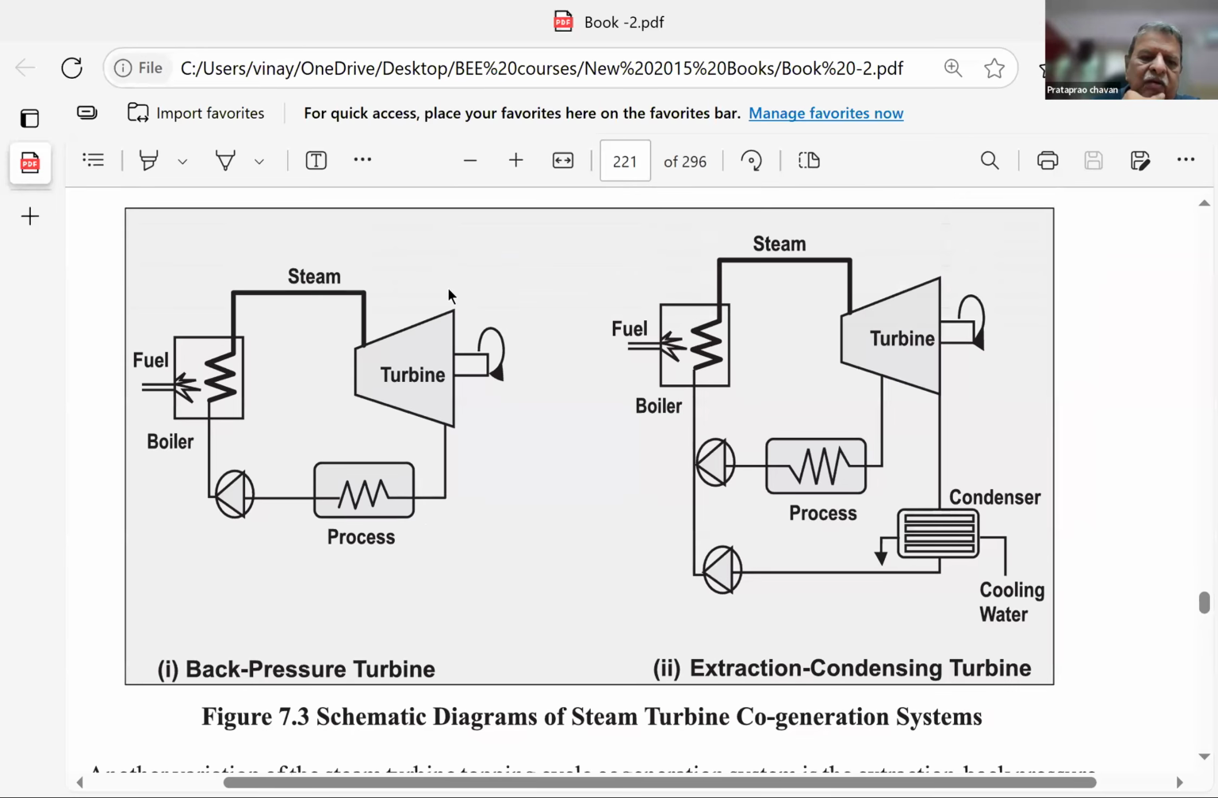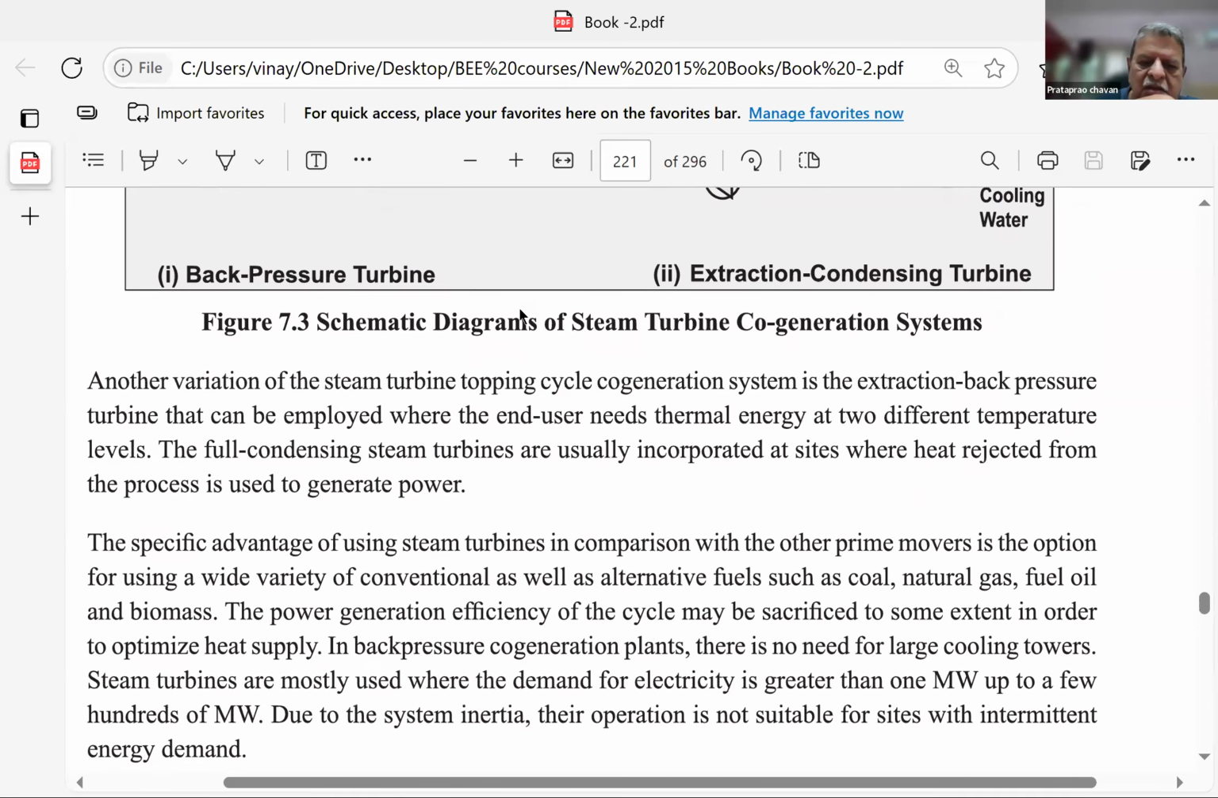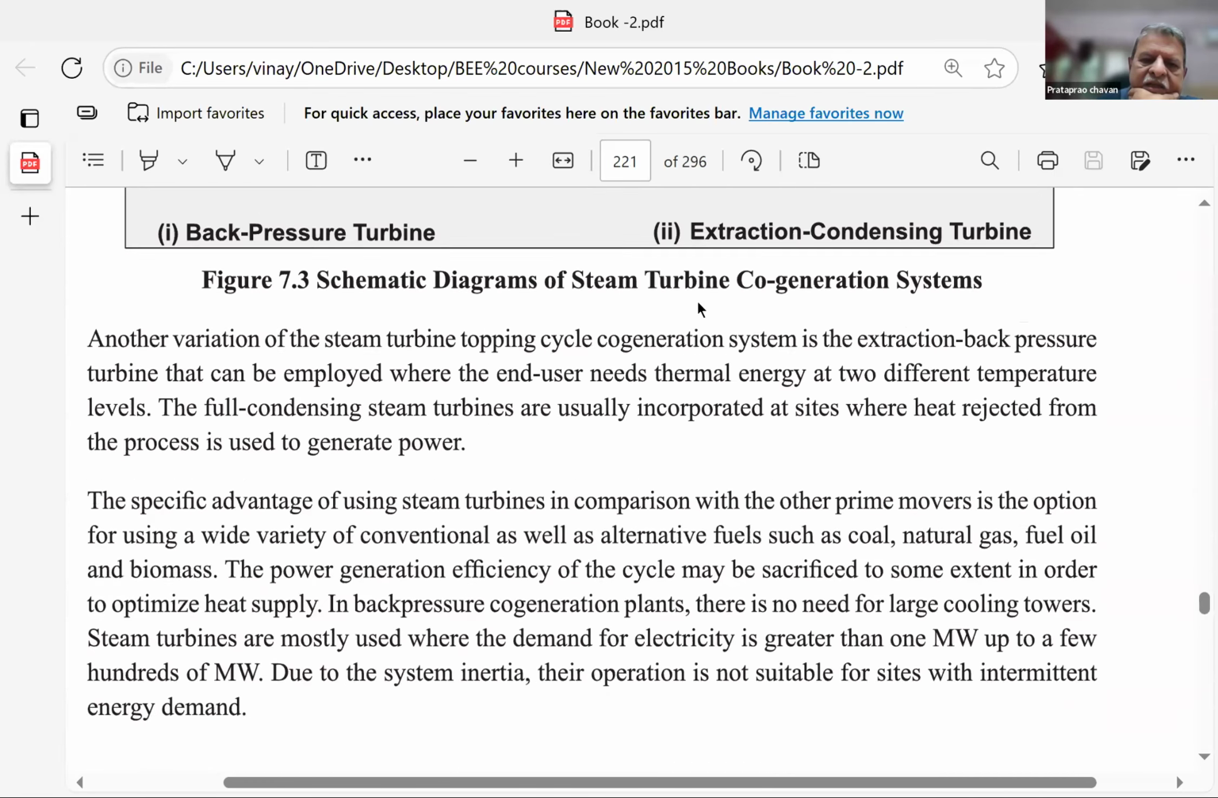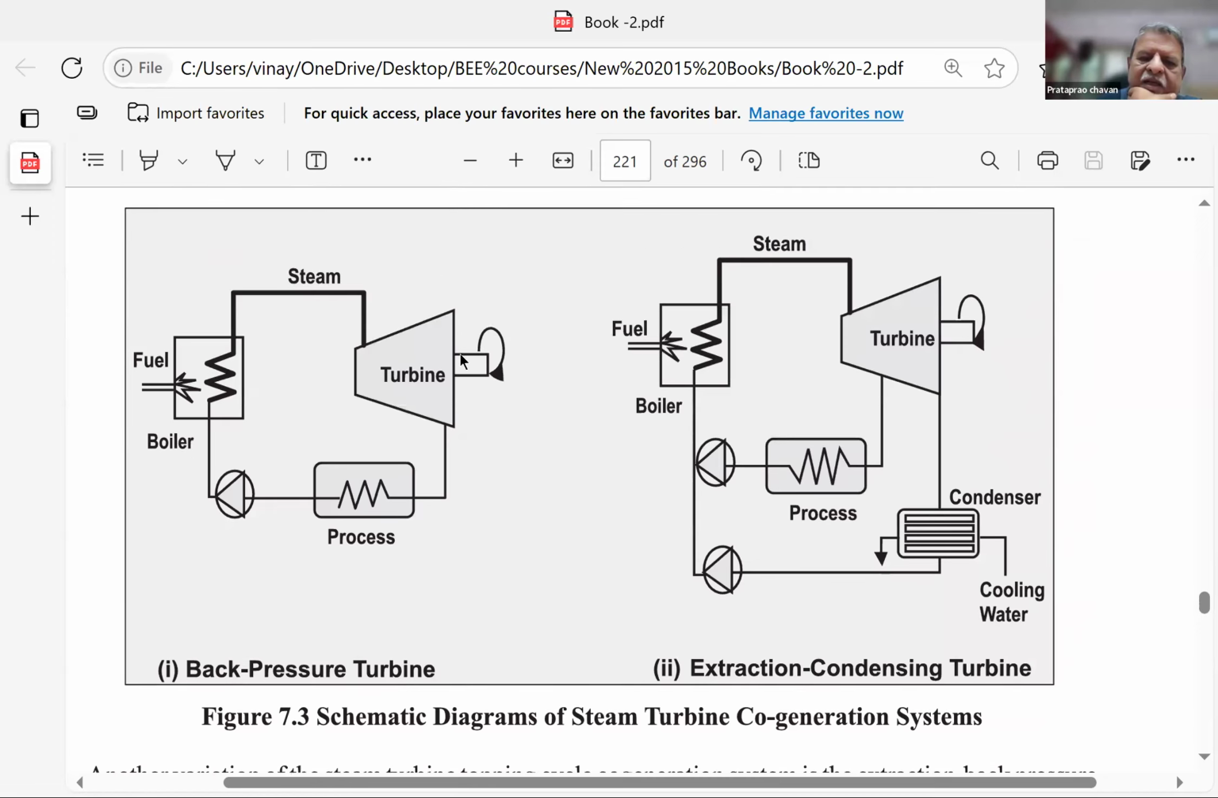If the requirement of steam for the process is larger, we don't have that much steam. So whatever steam is there, partly we will use for the turbine and the same entire steam will go to the process for doing the heat work. Here there is no condenser, no losses. That is one way of using it. Here the electric generator is driven by the steam turbine.